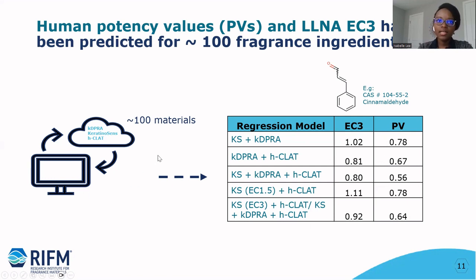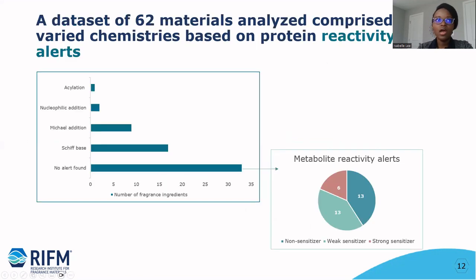So we did this for 100 materials. However, only 62 of these materials were we able to compare, satisfactorily, the output from the 5 equations. So we have the 5 equations from the EC3 and the 5 equations from the human potency value. So we decided to focus on these 62 materials so we could compare the equations and see how they performed.